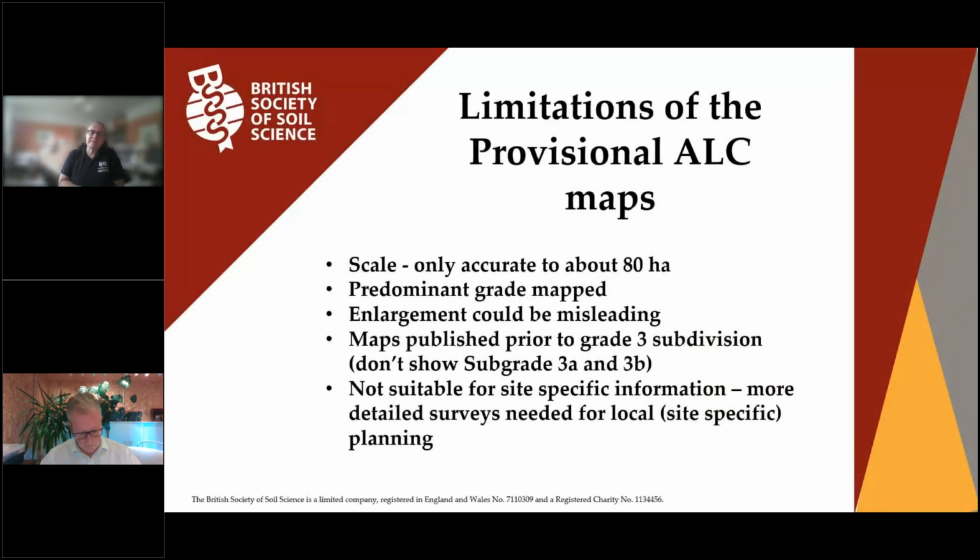There are, however, some limitations to these provisional maps. Because of the scale that it was originally mapped at, it's only accurate to about 80 hectares, so it's not suitable for site-specific surveys. The predominant grade is what's mapped, so within that there might be variations, and as a result it would be misleading to enlarge the maps. These maps were produced before grade 3 was subdivided. That was later subdivided into 3A, B and C, and then the most recent system uses 3A and 3B. So it's not suitable for site-specific information, and so more detailed surveys are needed for these sites.